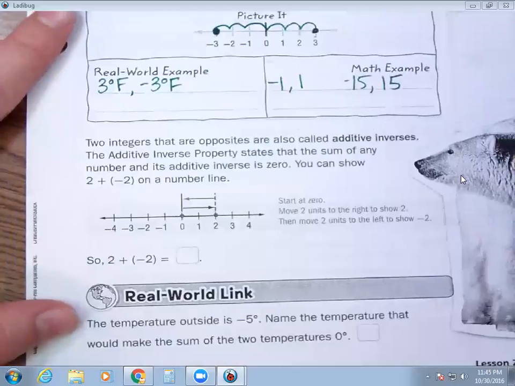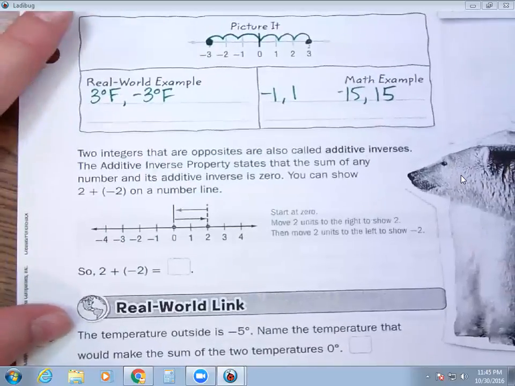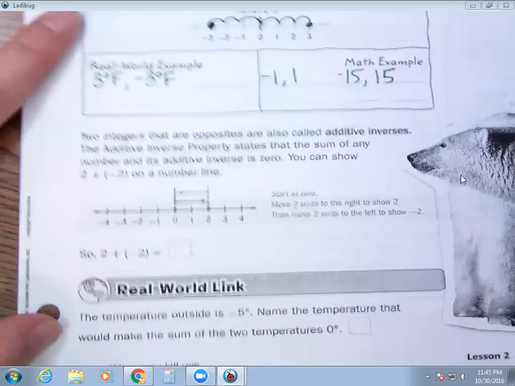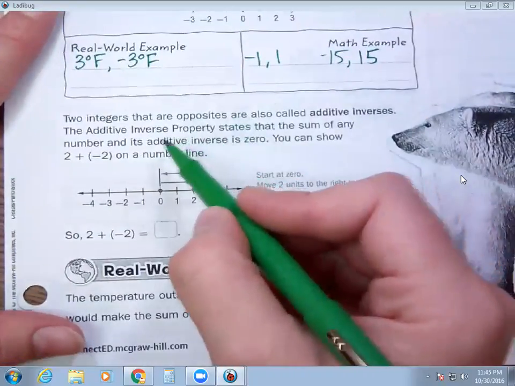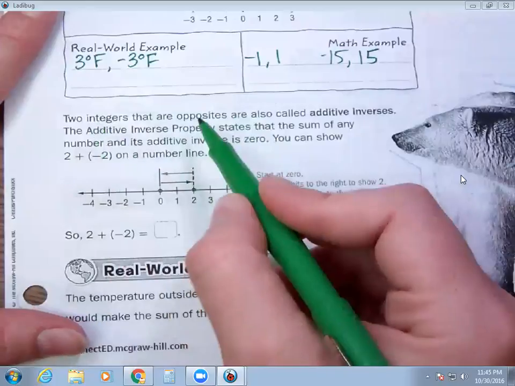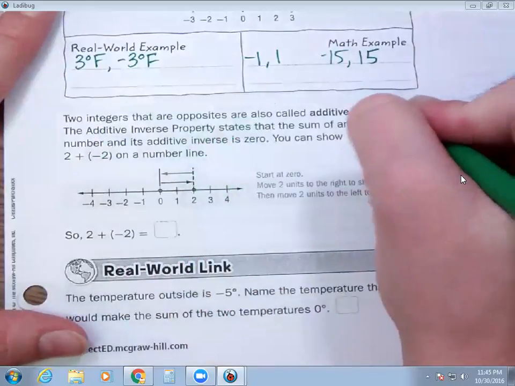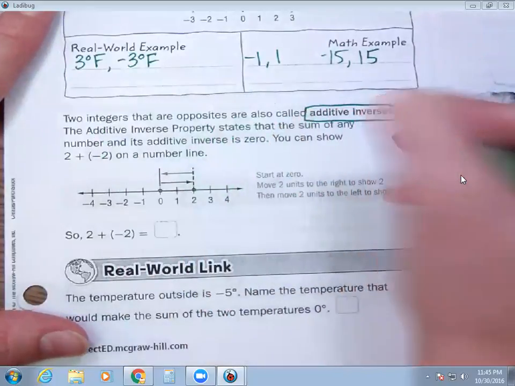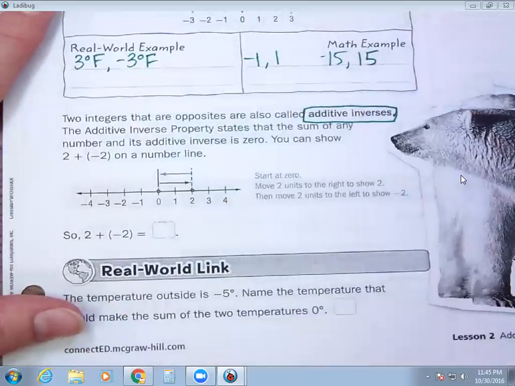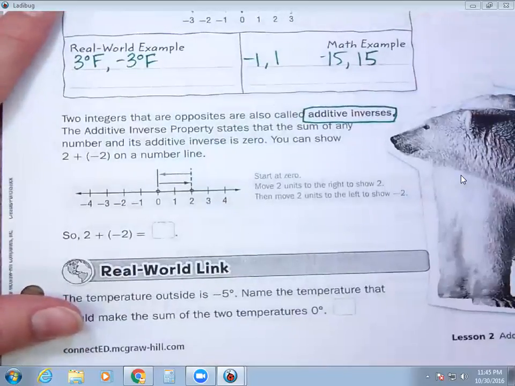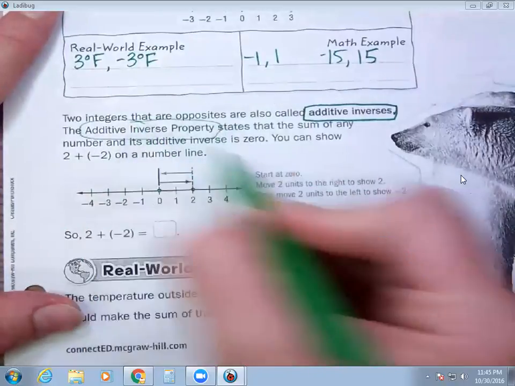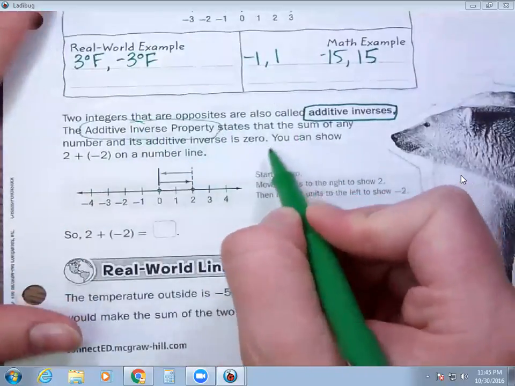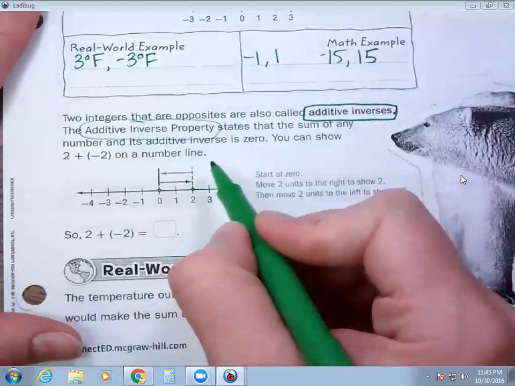All right, so now that we have a picture for what these opposites are and real world examples and math examples, I wanted to talk to you about adding opposites. So 2 integers that are opposites, they're also called additive inverses. Say that with me, additive inverses. One more time, additive inverses. And the additive inverse property states that the sum of any number and its additive inverse is 0.